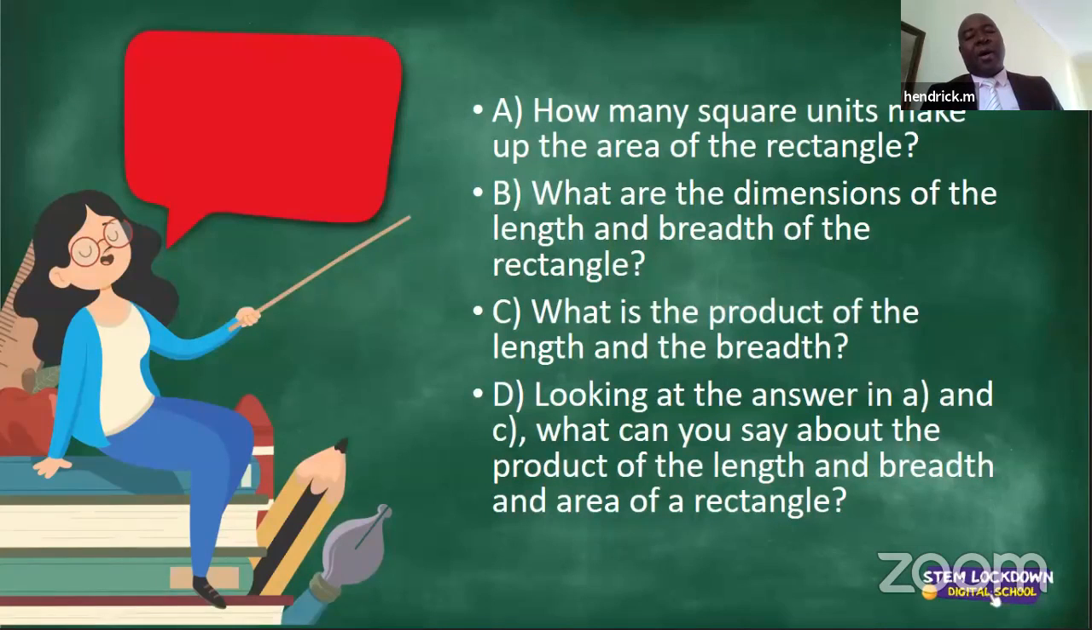Looking at how many square units make up the area of the rectangle. Remember, you counted the squares inside the bigger rectangle and you gave me the answer. You said there are 24 squares. Now, when you look at that answer that we got, which is 24 squares, and looking again at the product which you just got, what can you tell us about the product of the length and breadth and the area of a rectangle? What can you say?